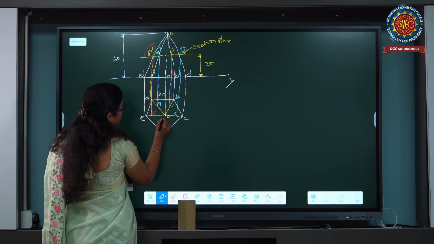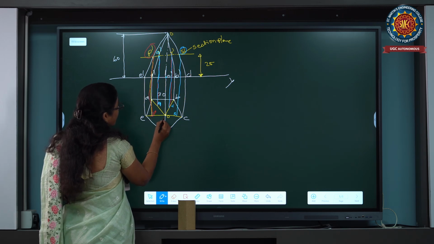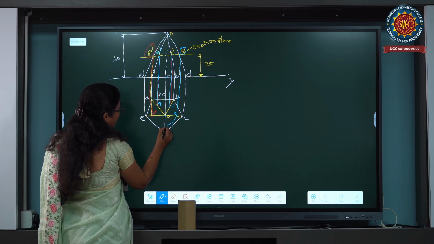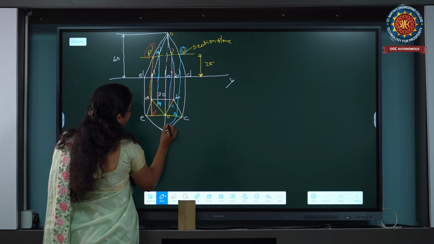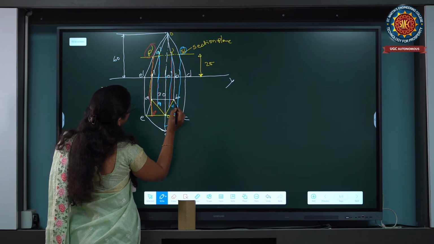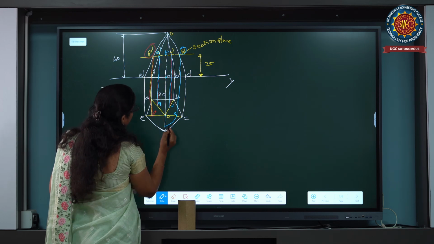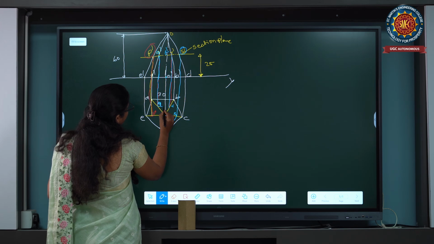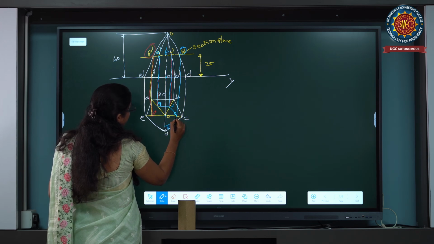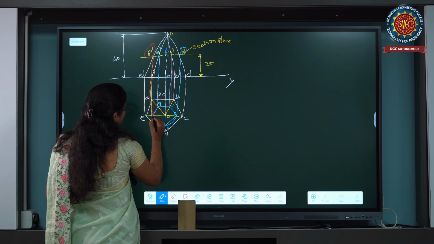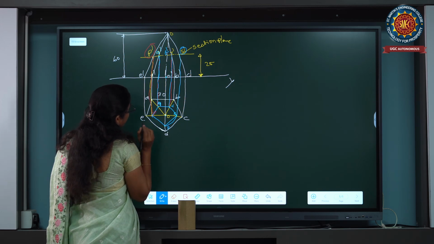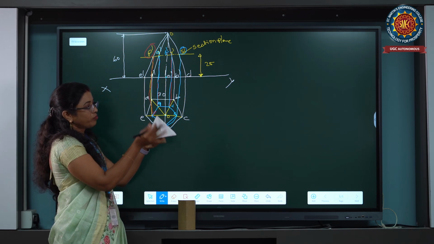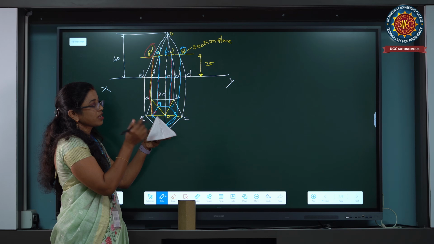So because of that, you need to take OP or OS as a radius, with O as the center, and draw an arc. Then you will get a point, that one is T, suppose T dash. So this point is T. Then join all the points, and you will get a small pentagon here, because we need to cut parallel. This one is a pentagonal pyramid.